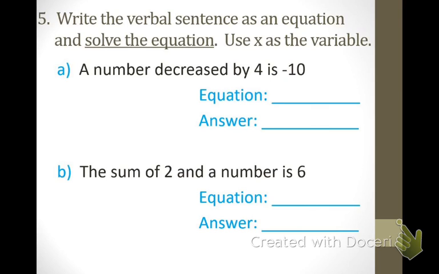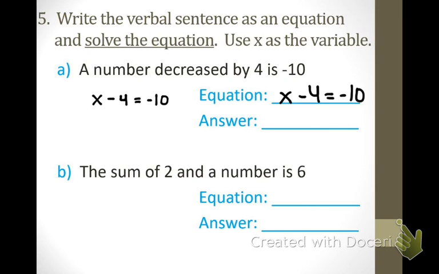Okay, we know that starting off with a number, it's going to be x minus 4 equals negative 10. Very good. I put it right there just so that I could do my work, but I also know I'm going to set it right here: x minus 4 equals negative 10.